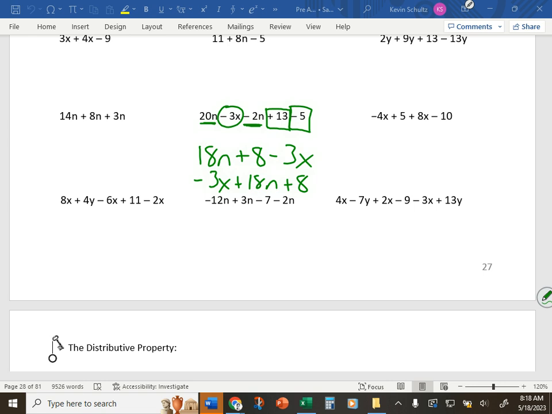The last one? Okay. 4x minus 7y plus 2x minus 9 minus 3x plus 13y. Why don't you all try it first? Okay? Identify those pairs of like terms. There are a few of them. Okay? And then see what you come up with. And then we'll do it together.